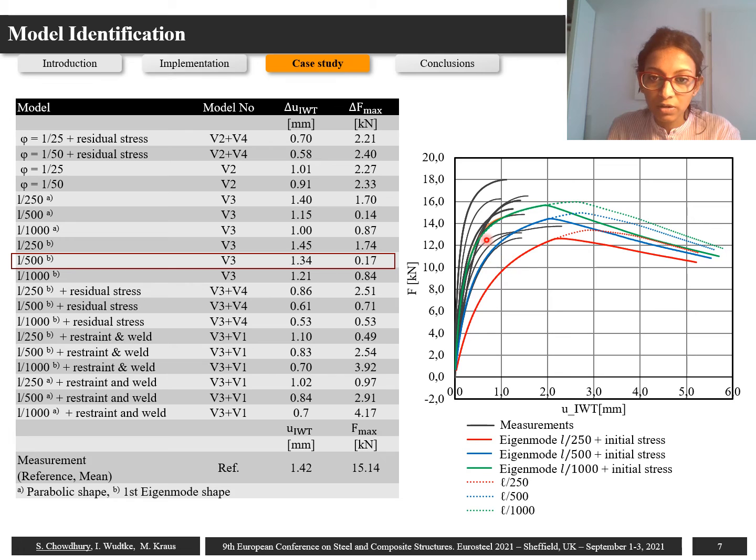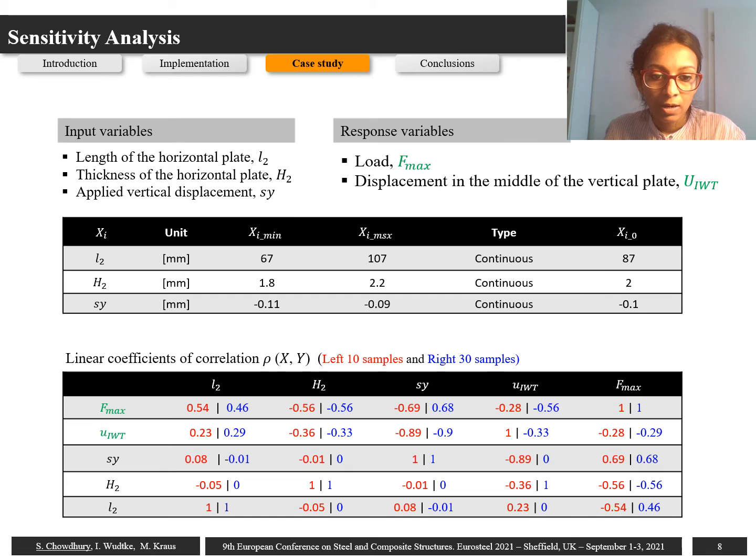So here in this figure you see the gray lines represent the load displacement curve obtained from the measurement systems, and the colorful lines here represent the eigenmode shape and residual stress and the geometrical imperfection. After identifying the numerical model based on the measurement data, we can perform the sensitivity analysis by generating samples. So we generate samples for the length of the horizontal plate, the thickness of the horizontal plate, and the applied vertical displacement. And our response variables would be the load and displacement.